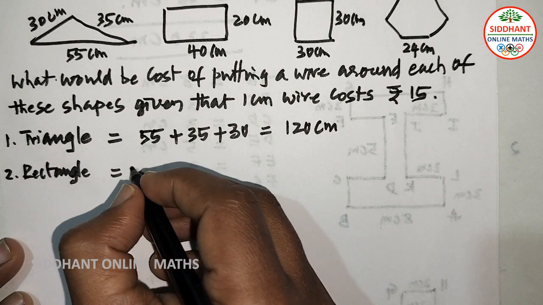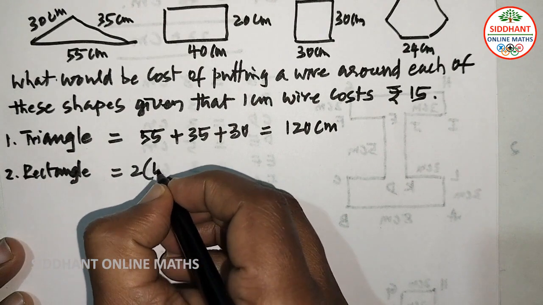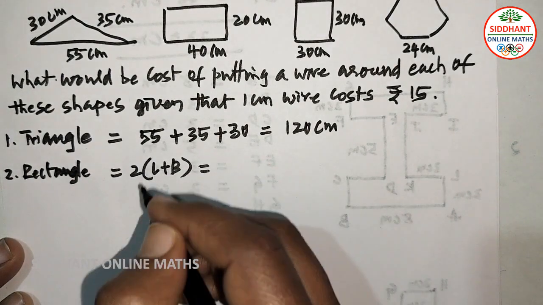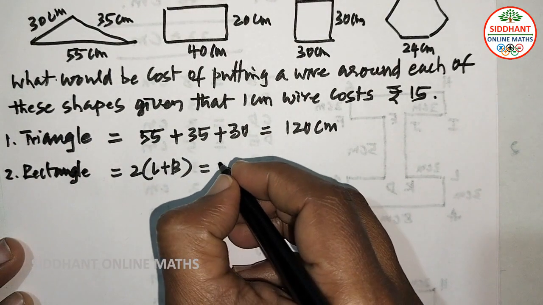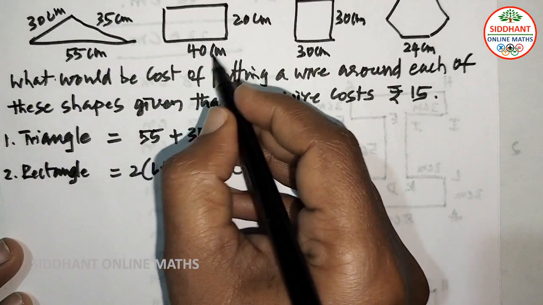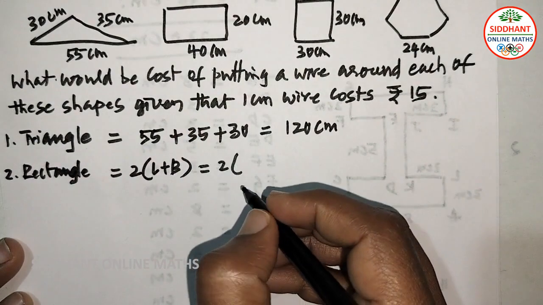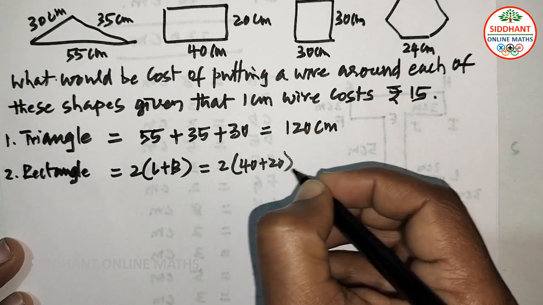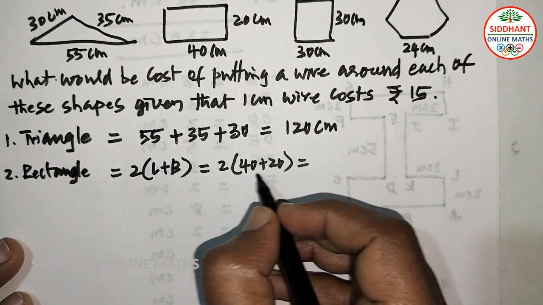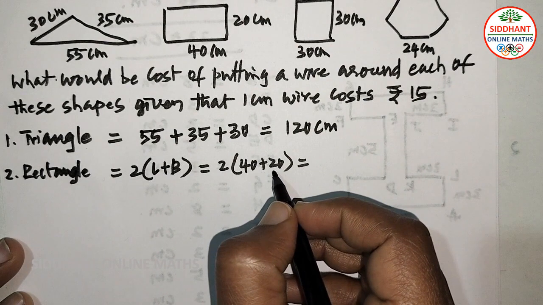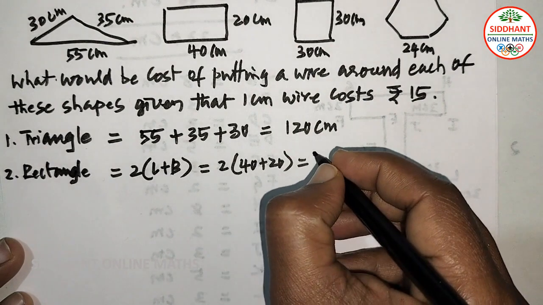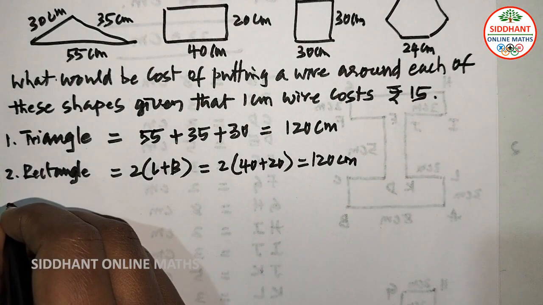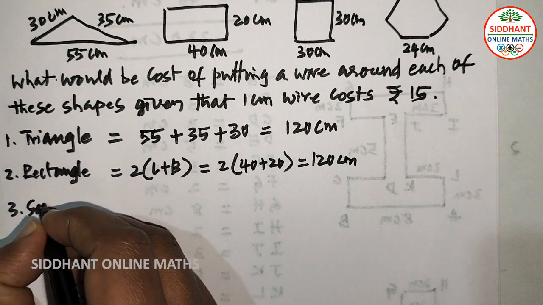Next we are going to see the rectangle shape. The rectangle perimeter formula is 2 into (L plus B). Length is 40 centimeters, breadth is 20 centimeters. So 40 plus 20 is 60, and 60 into 2 is 120. So here 120 centimeters.